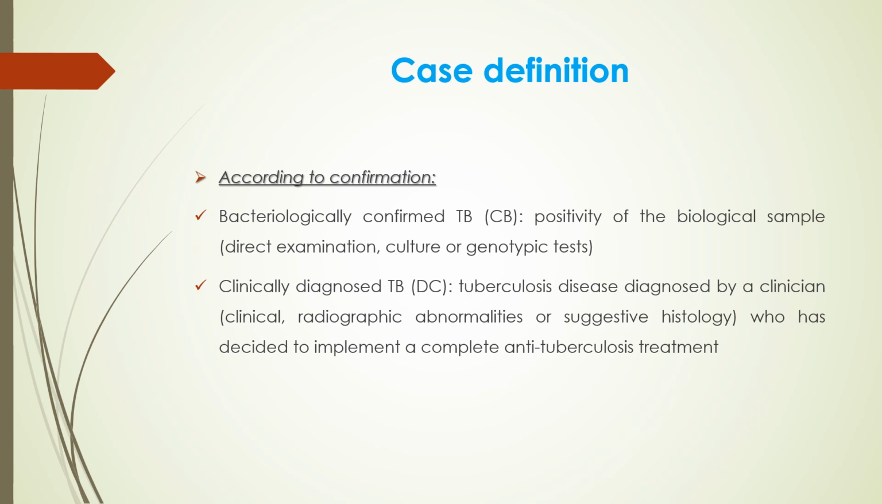On the other hand, if we have a person who has pulmonary tuberculosis and the samples are negative, we are talking about clinically diagnosed tuberculosis. So the tuberculosis was diagnosed according to some clinical radiological abnormalities or suggestive histology. So even if we do a bronchoscopy and we have the granuloma, we are not talking about bacteriologically confirmed, but a clinically diagnosed TB. And it is the case also for extrapulmonary tuberculosis. If we do not have a positivity in gene expert, we are talking about clinically diagnosed TB.